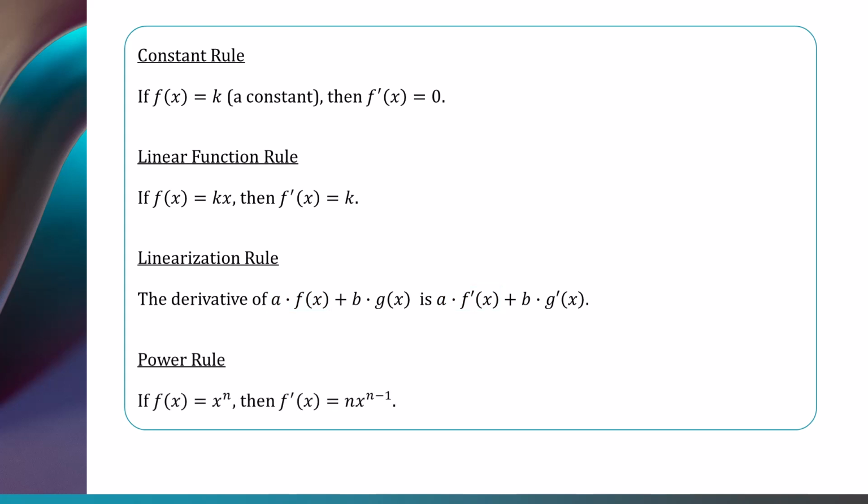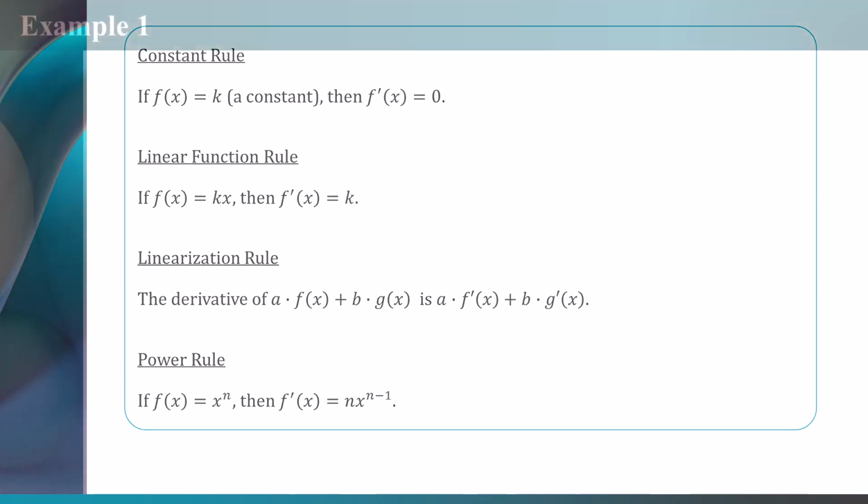The last rule is the power rule, which states that if f of x equals x to the nth power, then f prime of x is equal to n times x to the n minus 1. Let's get to the examples.